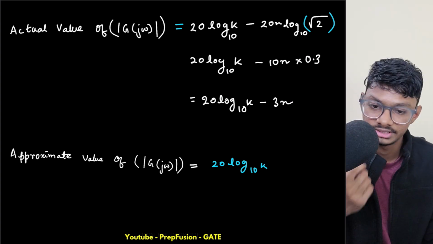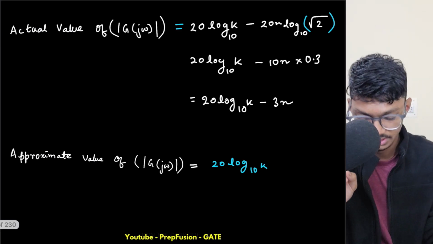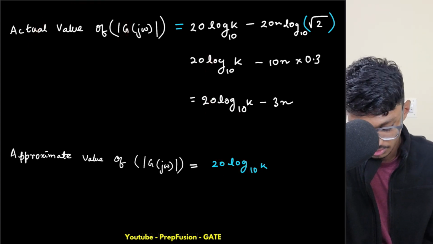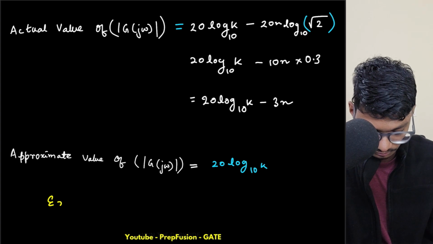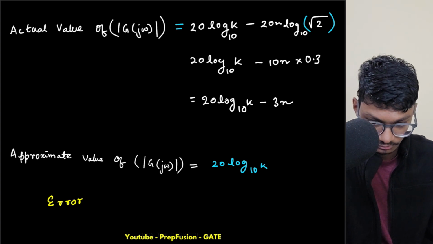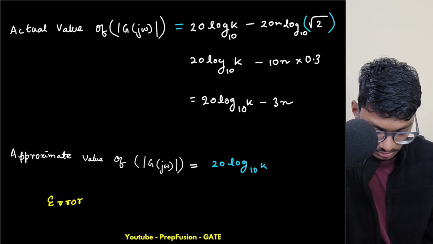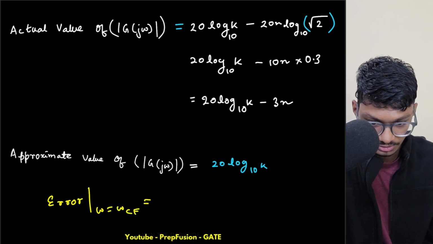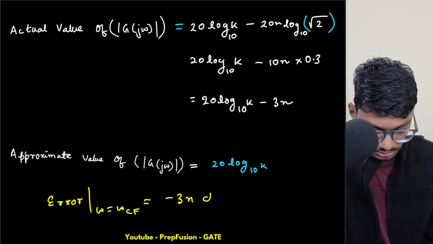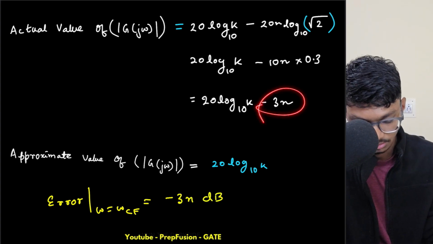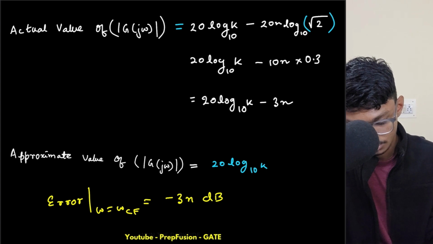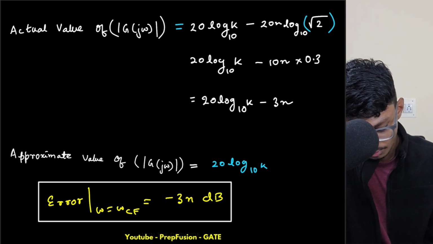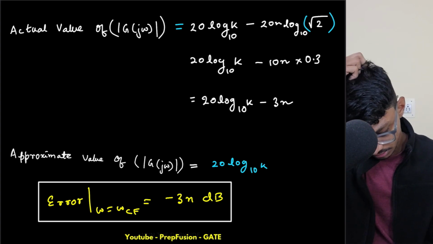Now, what is the error? The error formula was actual minus approximate. If we subtract these two, what do we get? The error at omega equal to the corner frequency is simply minus 3n dBs. This is the only term remaining, so it is simply minus 3n dBs. Okay, so this is the case.